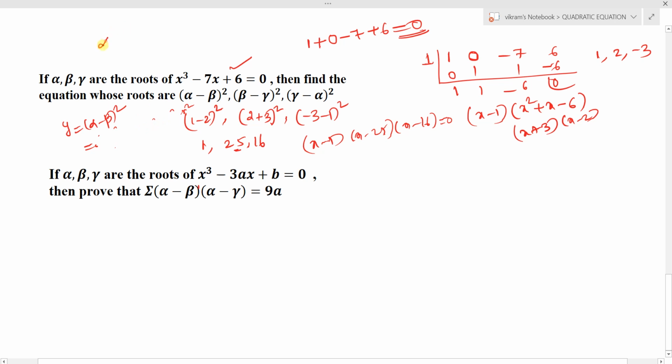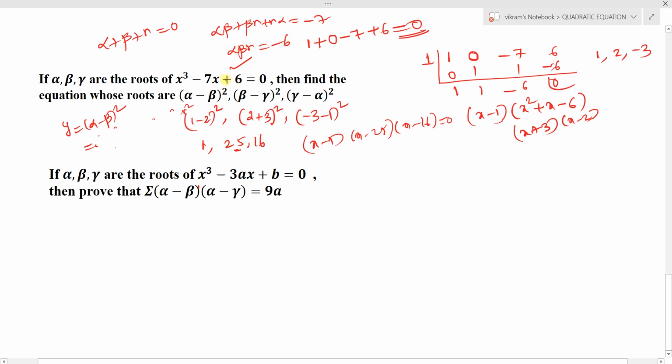And here, for the second method, first write down the sum of the roots as 0, the sum of the products of the roots taken two at a time, alpha beta, beta gamma, gamma alpha, equals minus 7, and the product of the roots alpha beta gamma equals minus 6.